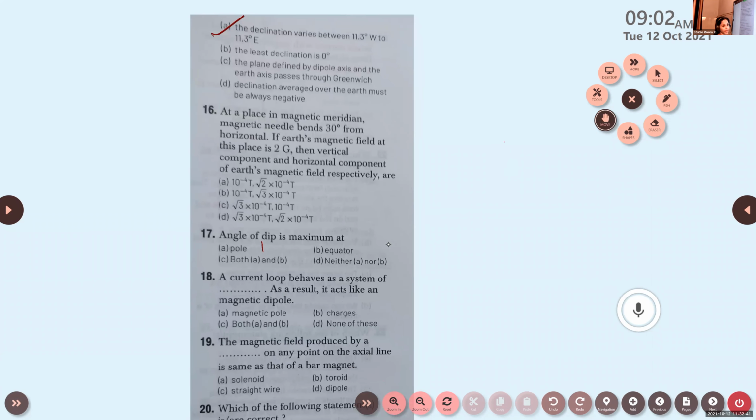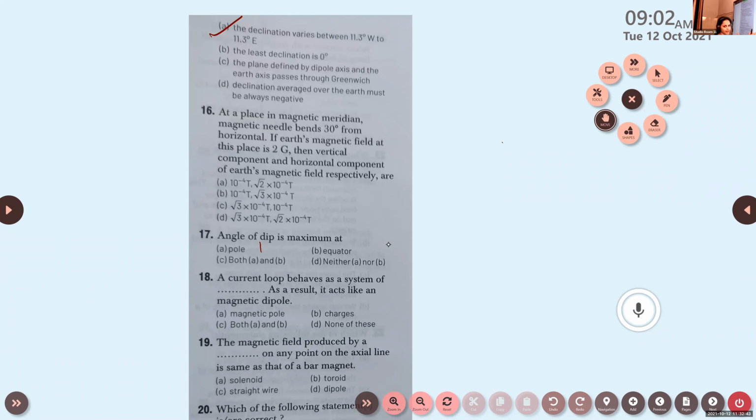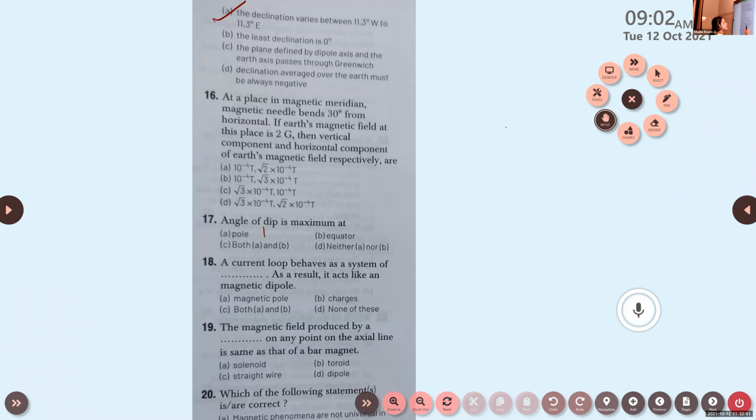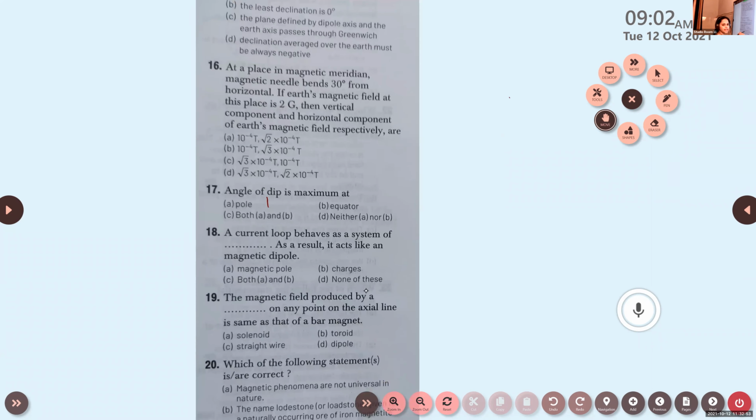Always it is tilted by a particular angle. It is given as 11.3 degrees in our textbook, but it is not a constant value. It may vary. Anyway, it is tilted through an angle either towards east or towards west. Now the next question.